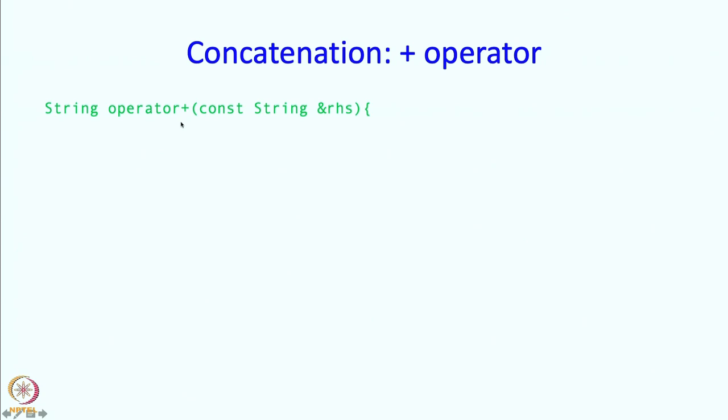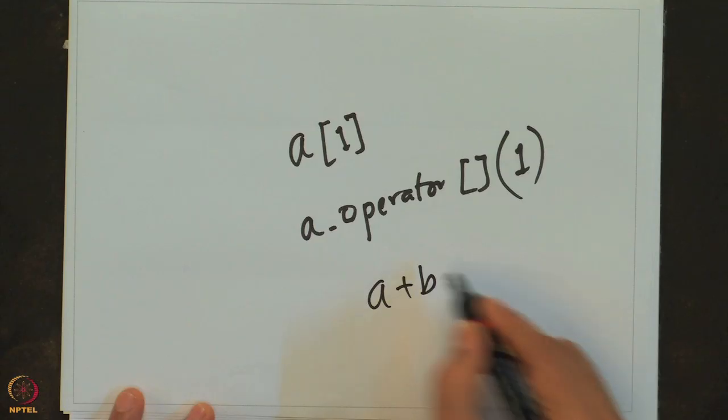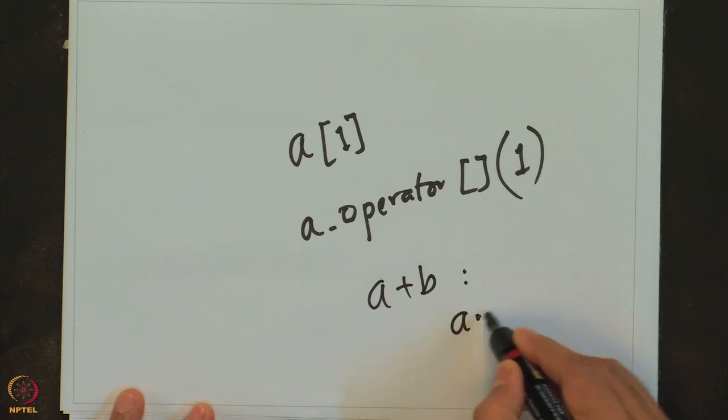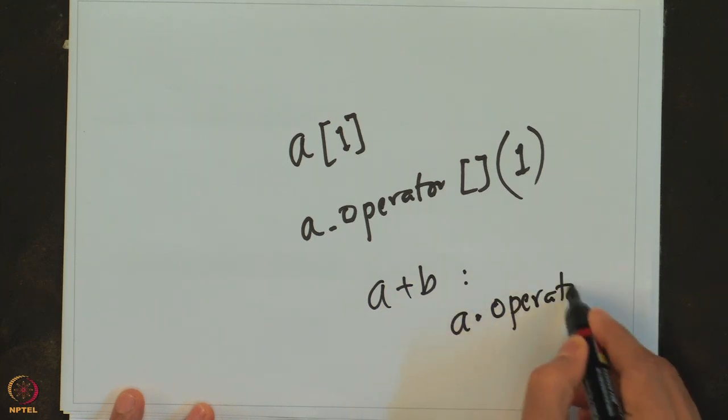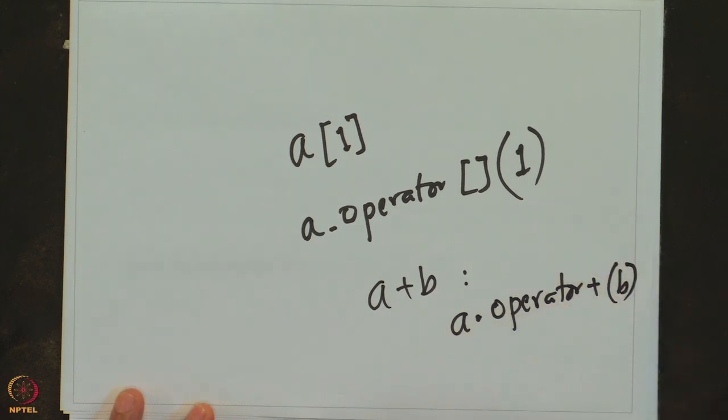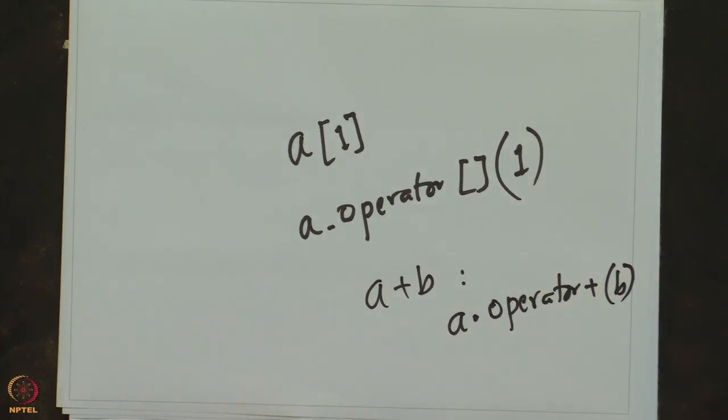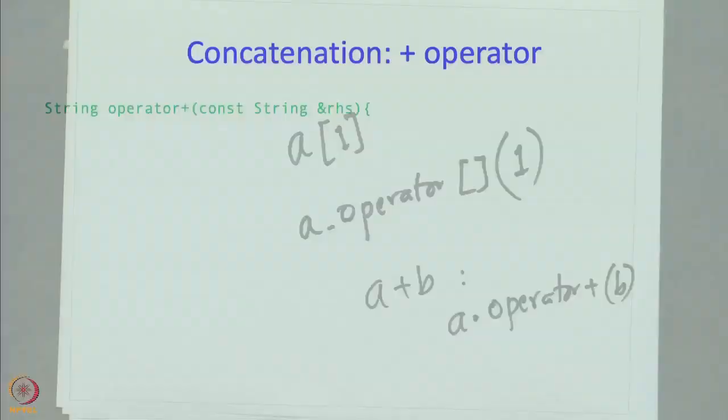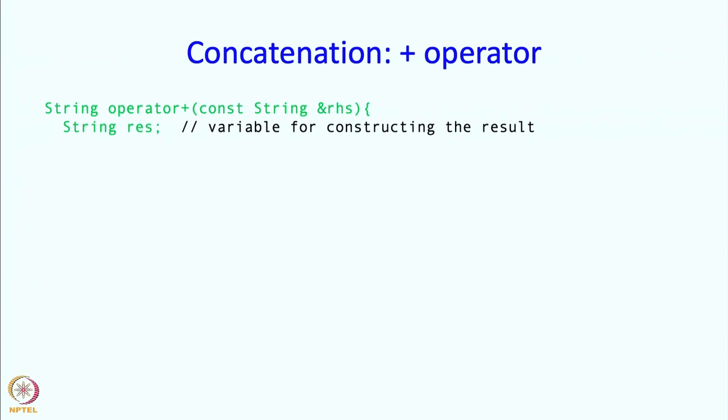Again, let me just remind you, A plus B becomes A dot operator plus of B. So therefore, we need to overload this function operator plus. First we will create this string which is going to eventually contain the result. And into that string, we are going to store the result, but this string has its own pointer and that pointer must point to the heap.